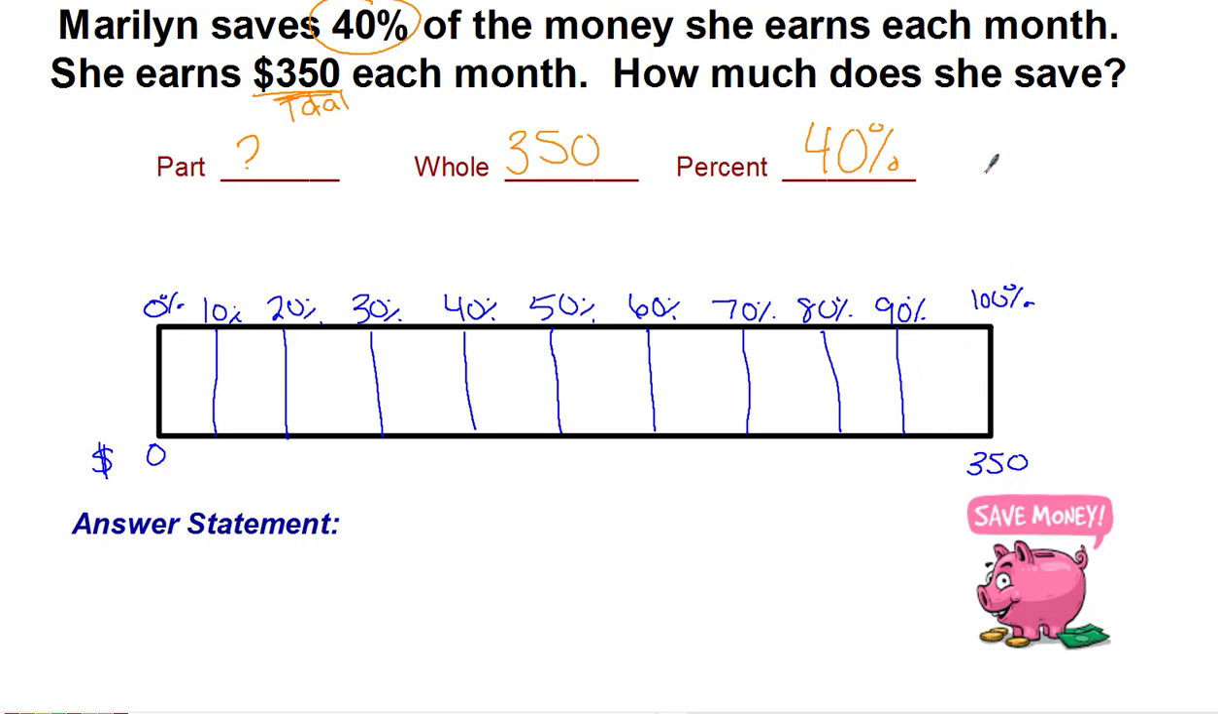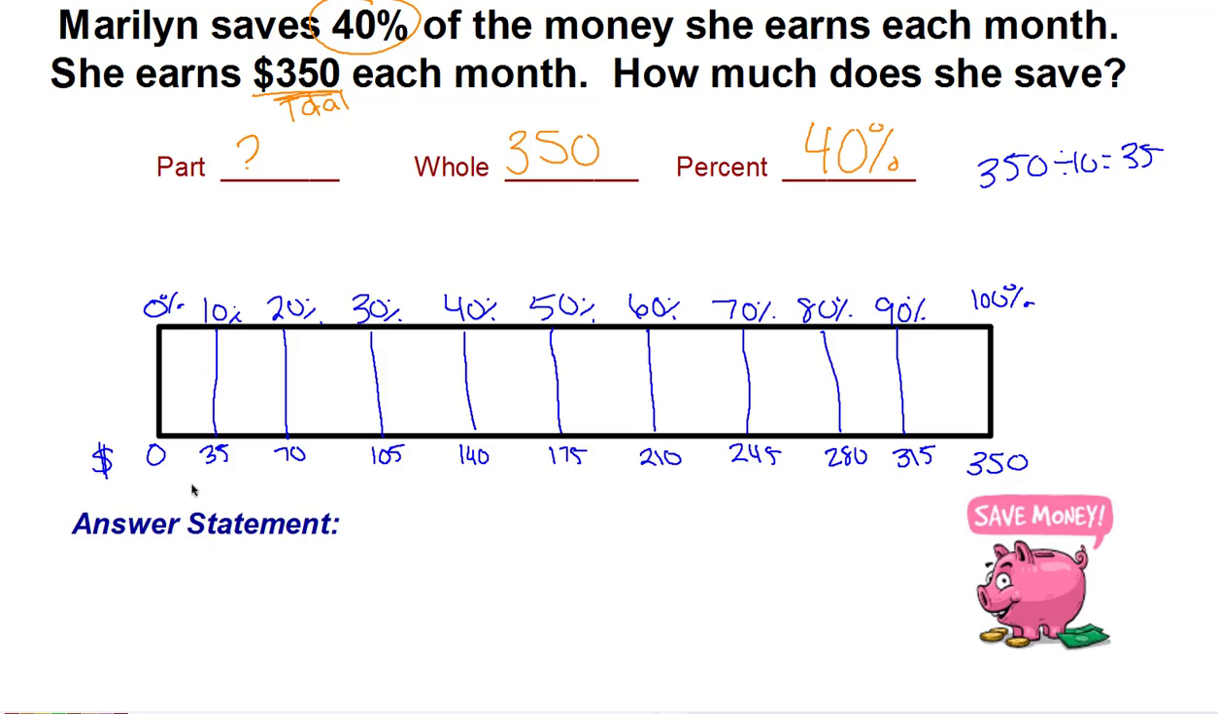Now I'm going to divide my 350 divided by 10, which is going to give me 35. So each of my lines is 35. So we're going to go ahead and fill them in. So 35, and then 35 plus 35 gives me 70. Plus 35 gives me 105. Plus another 35 gives me 140. Then 175, 210, 245, 280, 315, and then finally 350.